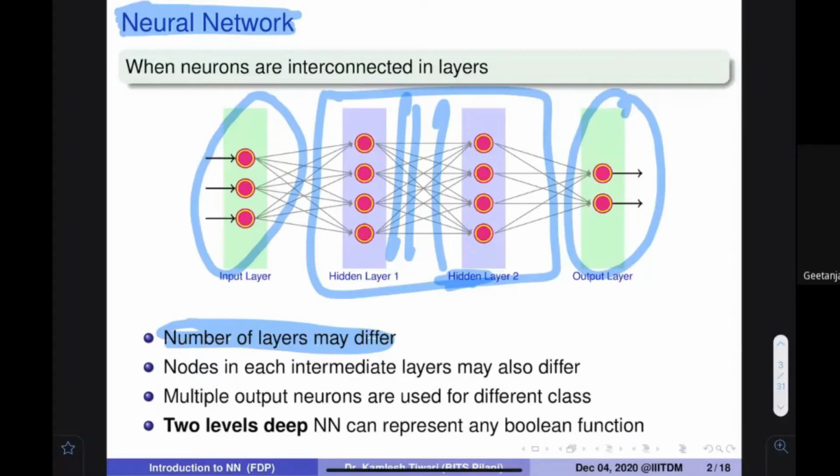And in one layer, how many neurons? Here you can see 4. It may be possible to put 3 here, or 20 here. That also depends upon the kind of problem you have and what kind of insights you have about the problem. The number of nodes can also differ. And we have seen that a 2-layer depth is enough to give any kind of Boolean function. Any questions on this particular slide? Make sense? Should I go ahead?